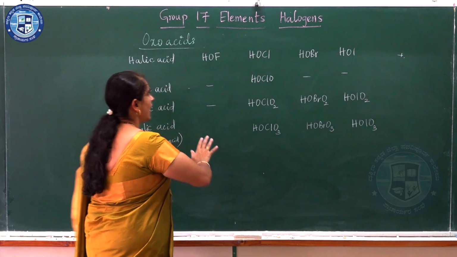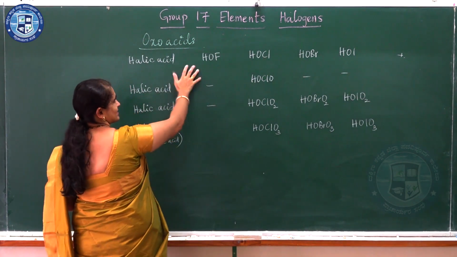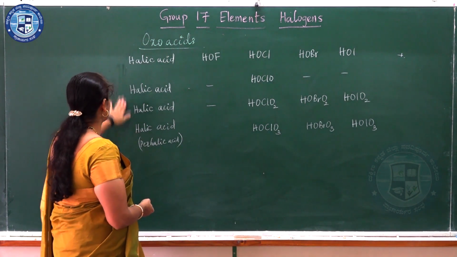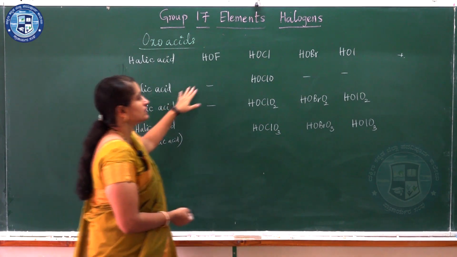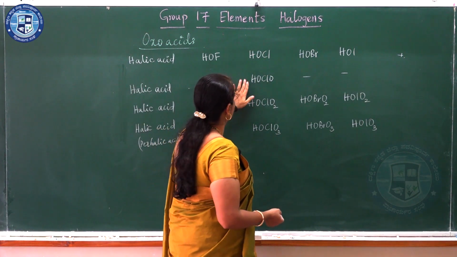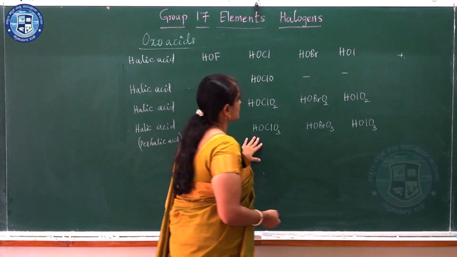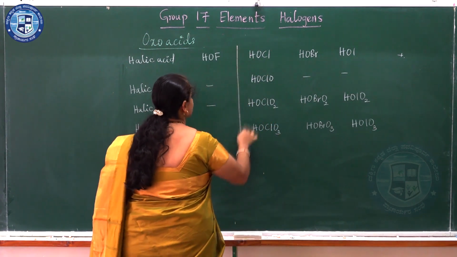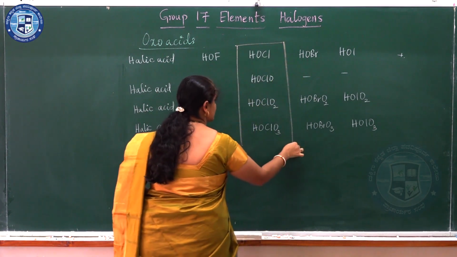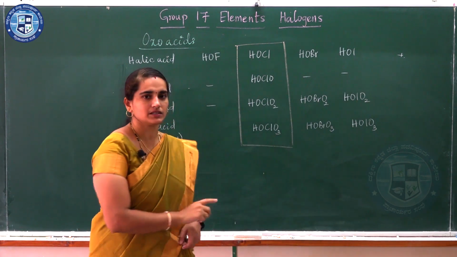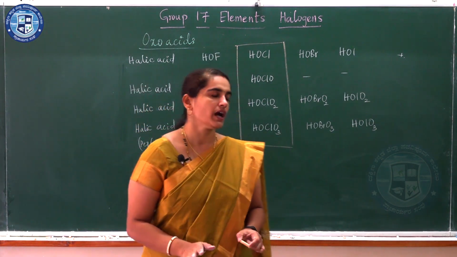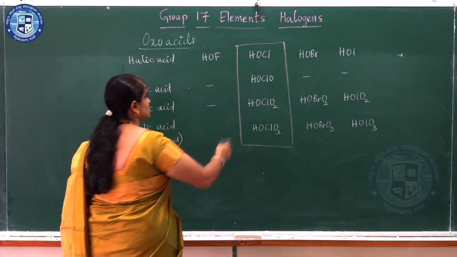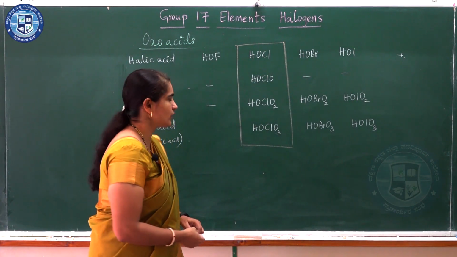Okay students, I have the table of oxo acids for you here. Now, here I have these all as halic acids. In that case, I have HOF, HOCl, HOClO, HOClO2, HOClO3 and so on. Among these, you have only the oxo acids of chlorine. Only these oxo acids are there for you and the rest are not, and you will be asked to write the structures of these oxo acids.